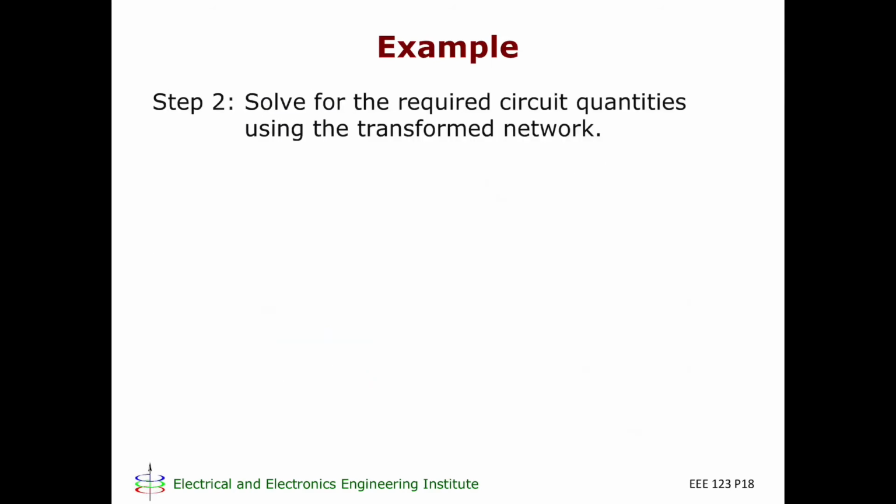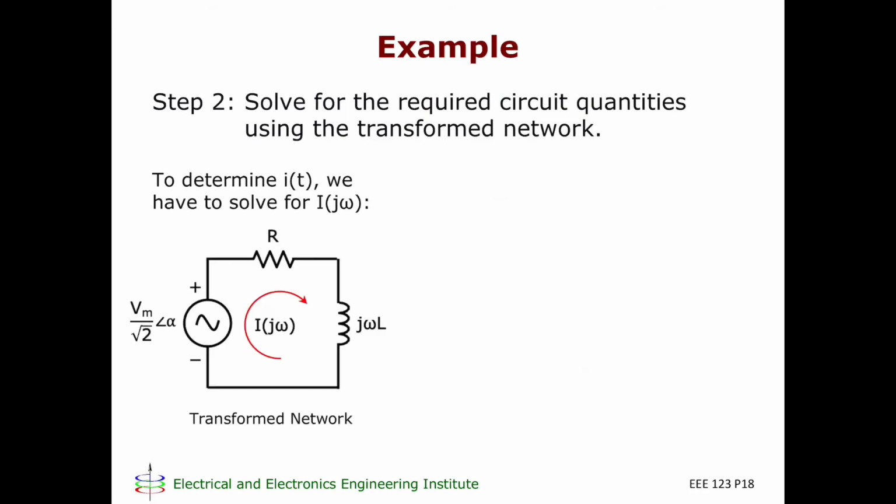What is the next step? The next step is to solve for the required circuit quantities using the transformed network. So this is our transformed network. We were supposed to determine i_s of t. Thus, we have to solve for I_s of j omega. This is equal to V_s of j omega. This is V_R of j omega, and this is V_L of j omega.